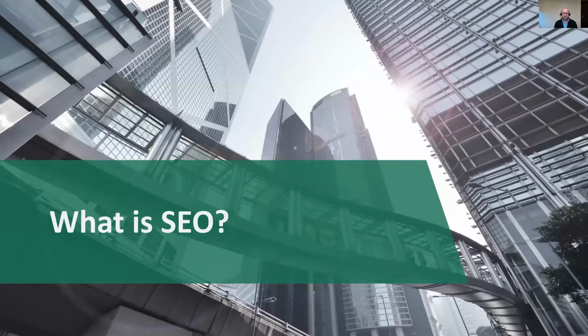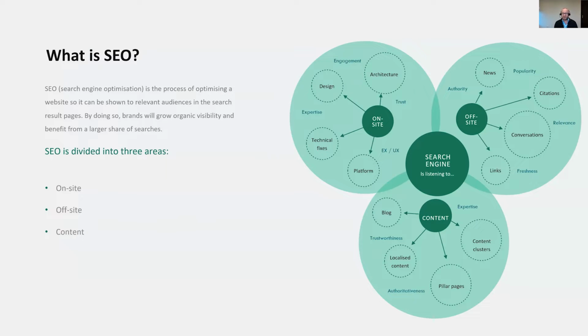So first, let's start with what is SEO? In general, SEO is divided into two major areas, that is on-site SEO and off-site SEO. And then there's a third area, which is important, but it touches upon both on-site and off-site, which is content. So on-site SEO, you might think about everything that is on your site. So the design, the architecture, the technical infrastructure, but also to some extent, the content that is on that site.